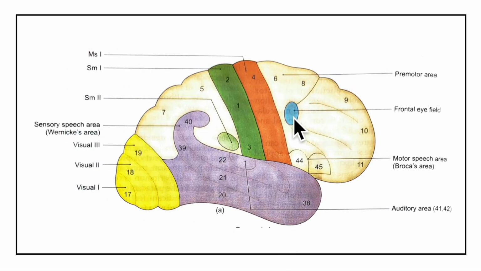Next, let's learn about the frontal eye field. Its location is anterior to the precentral gyrus and posterior to the middle frontal gyrus right here. The lower part of area 8 of Brodmann on the lateral surface of the cerebral hemisphere.